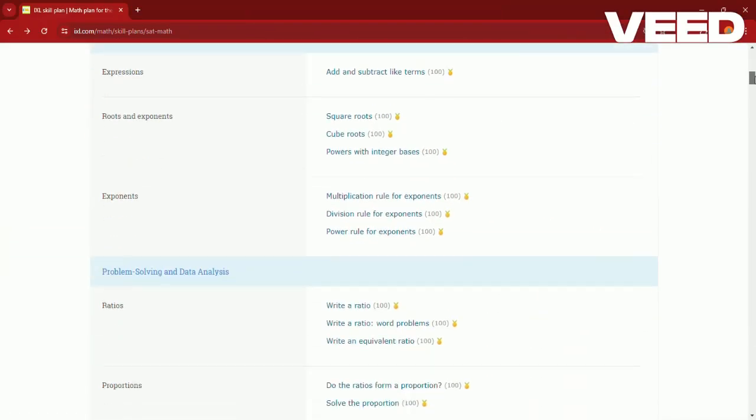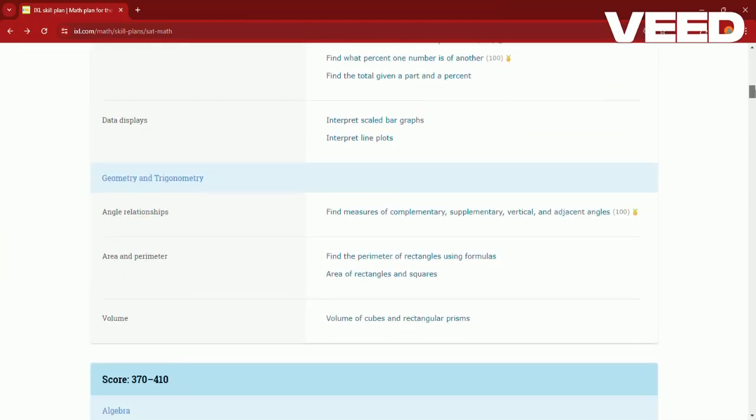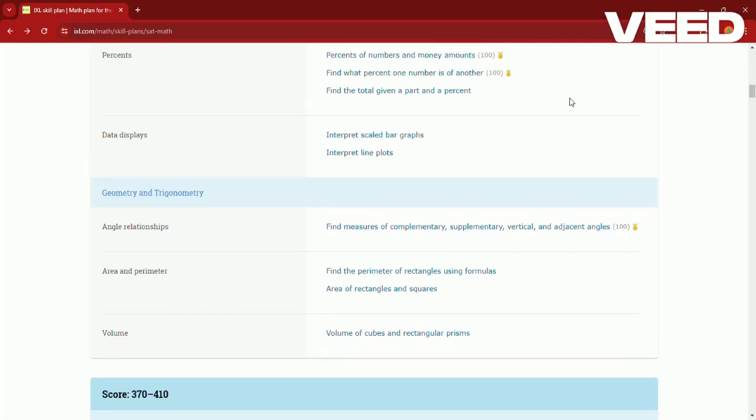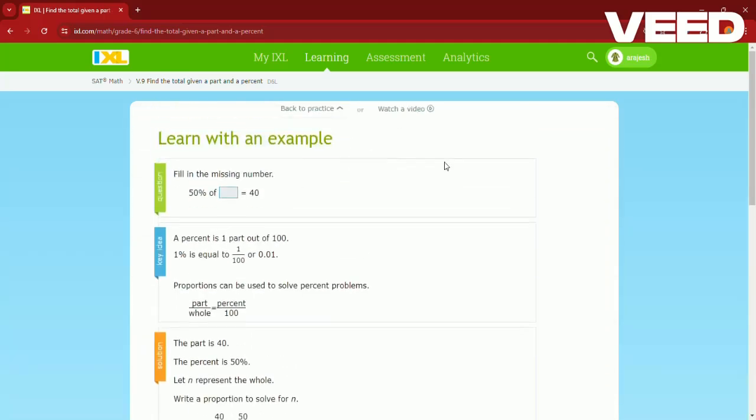Previously we have done 1-24, we're going to do 1-25. In this scenario, it's going to be find the total given a part and a percent. Here we go. Let's learn with the example.